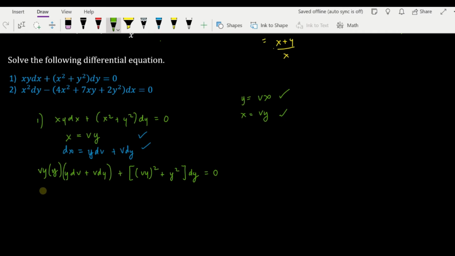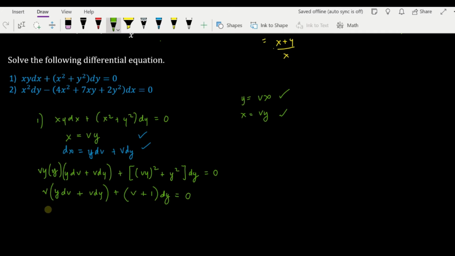Kaya ang matitira na lang dito, v. Kasi y squared to, nakancel siya. Times y dv plus v dy. Okay, then plus, dito nakancel na yung y squared. Ang natira na lang ay v plus 1 dy equals 0. Bakit siya 1? Kasi y squared divided y squared is 1.